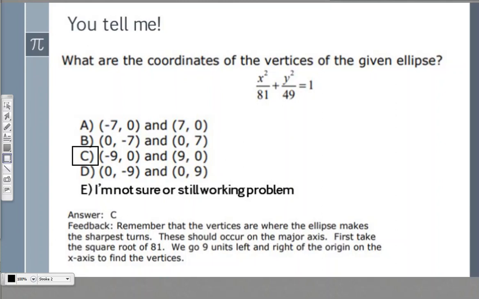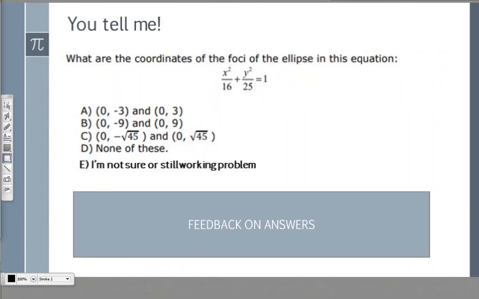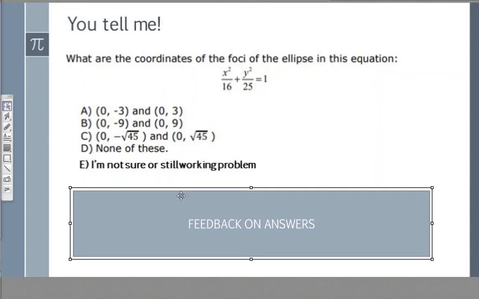So hopefully you paused it and see if you can figure this out. What are the coordinates of the foci of the ellipse in this equation? All right, now let's look. There again, you're going to be getting the square root of 16 and 25. And remember, I bet this one, let's make sure that A is going to be your correct value.